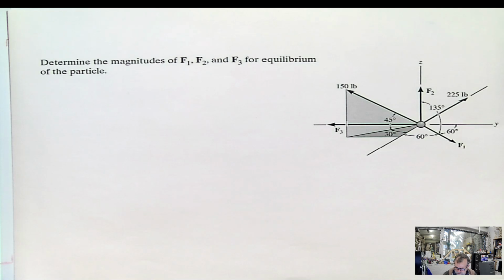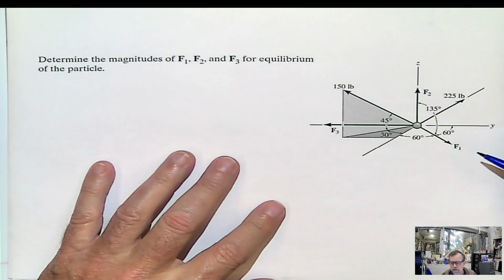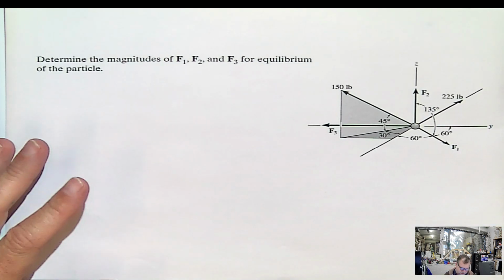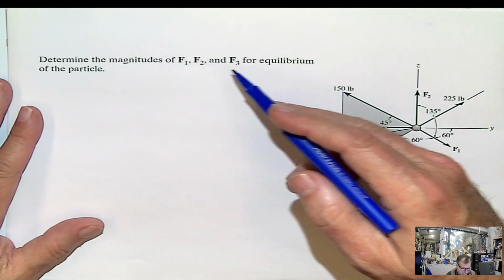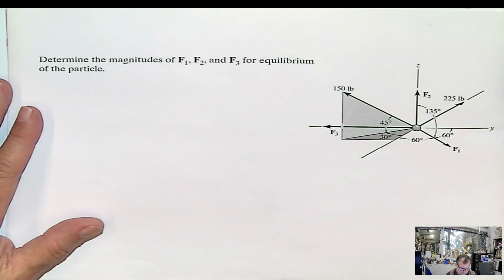Another problem, 3D particle equilibrium with forces. So this is an easy problem, and I know I always say easy problem, but this is really easy. It says here determine the magnitudes of F1, F2, and F3 for equilibrium.